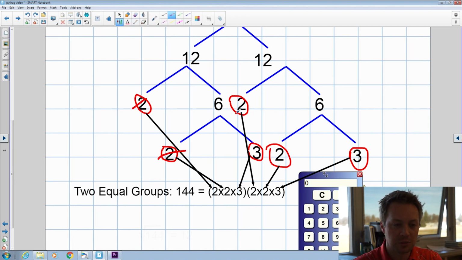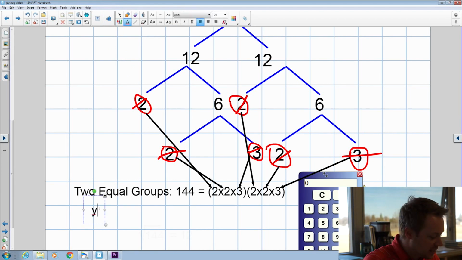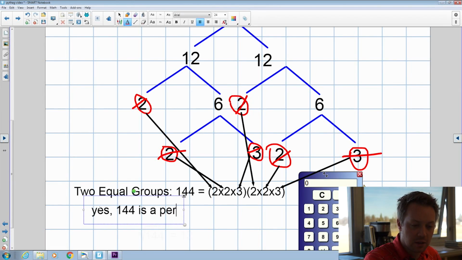They're all used up. So I'm just going to cross them out. I know that I've used them all in my two groups. And 2 times 2 times 3 is the same as 2 times 2 times 3. So what I wind up with are two groups that are the exact same. Because of that, I can say that yes, 144 is a perfect square.